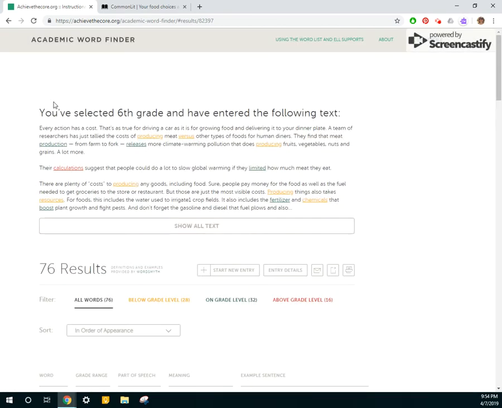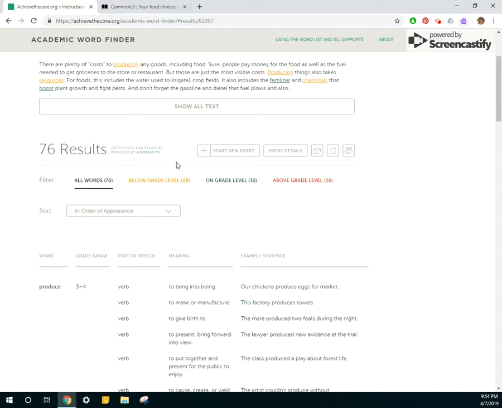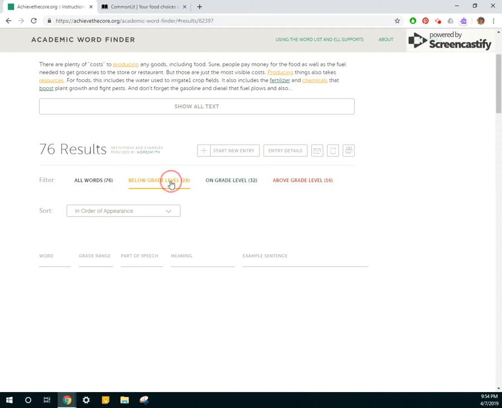So what it does is it's going to analyze the entire text, looking for higher level words. So what it's done is that it's identified 76 key words that you might want to pay attention for. 28 of them are below grade level, 32 of them are on grade level, and 16 are above grade level. So let's start with these below grade level words.